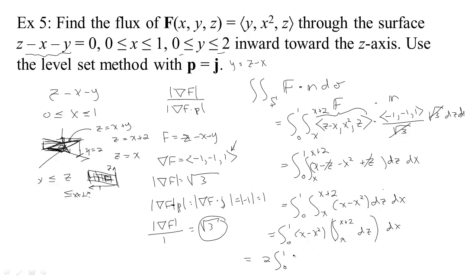So we have 2 times the integral from 0 to 1 of x minus x squared dx, and so we have 2 times the antiderivative, which would be 1/2 x squared minus 1/3 x cubed. And we just evaluate that antiderivative between 0 and 1. And so we have 2 times 1/2 minus 1/3. We plug in 0, you don't get anything, so there's nothing to subtract on the lower end. And 1/2 minus 1/3 is a sixth. 2 times 1/6 is a third. And that's the flux through that surface.